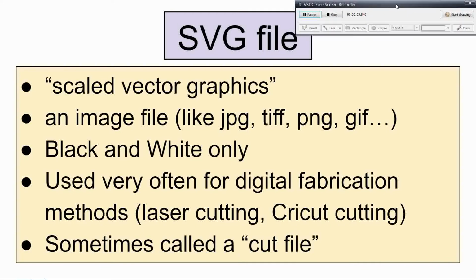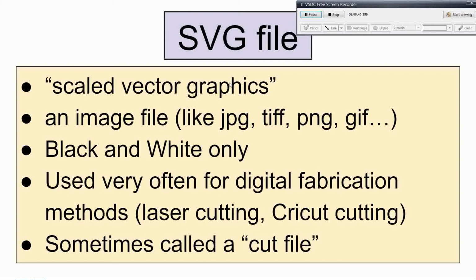I'm going to start off today's advanced video with a definition, SVG file. This stands for Scaled Vector Graphics. It is a type of file that we can use for 3D printing. It's an image file like some other types you've met before, the JPEG, TIFF, PNG, GIF. But unlike all those types, an SVG file is black and white only. It reduces all the colors down to just black and white.